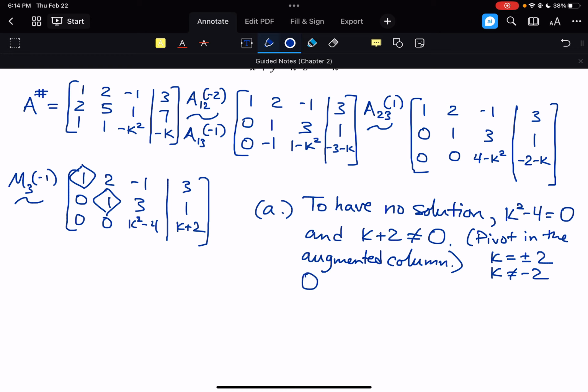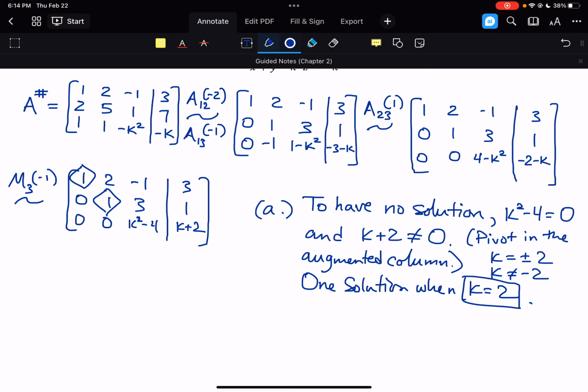So we're going to have one solution when k equals 2, right? Because we need this one to be something non-zero. So that would be either plus or minus 2, or excuse me, that would be anything other than negative 2. But we need this one to be a 0, so that's got to be one of these two choices. So we eliminate the one case it can't have, we're left with positive 2.